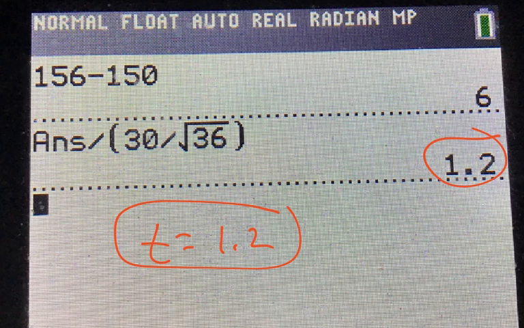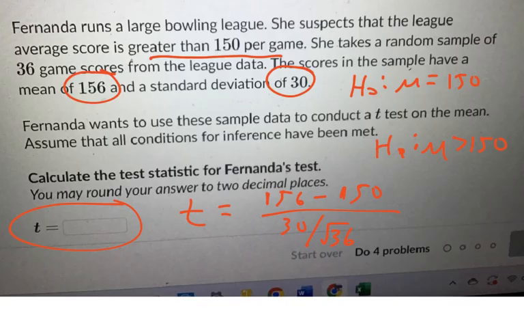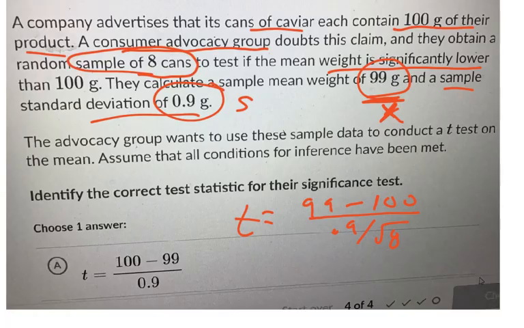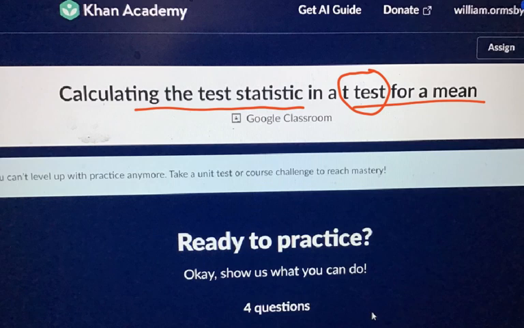Guys, hopefully you're getting the idea of this. Again, if you think about it, what is a T-statistic? It's comparing how far your sample data is from what you're assuming should be the real result, and you divide by the standard deviation. Don't forget that you take your sample standard deviation and divide it by the square root of sample size to get that particular standard deviation. And that concludes this video.